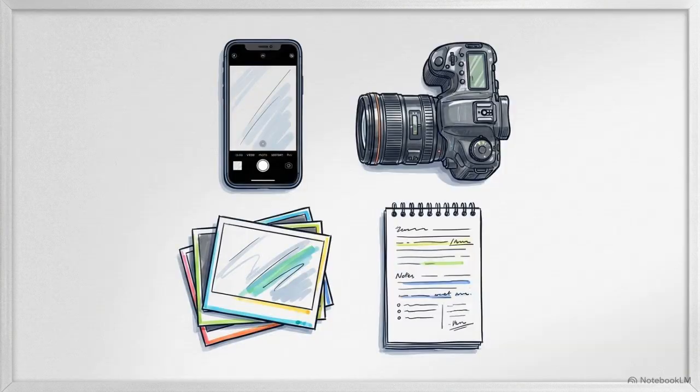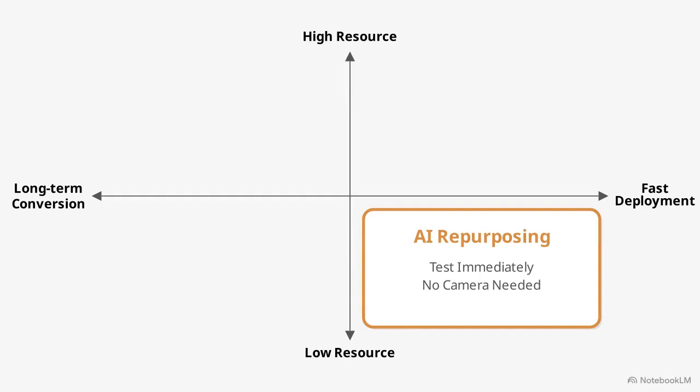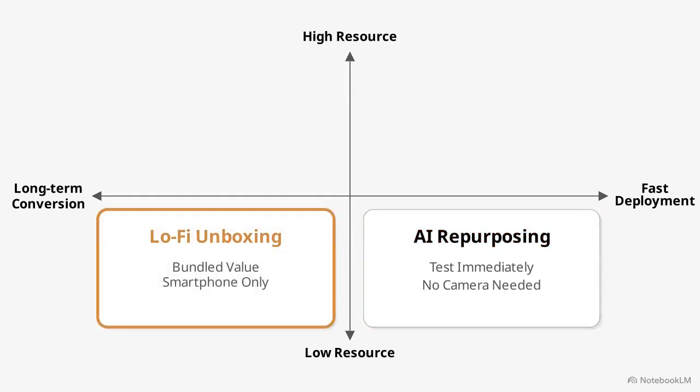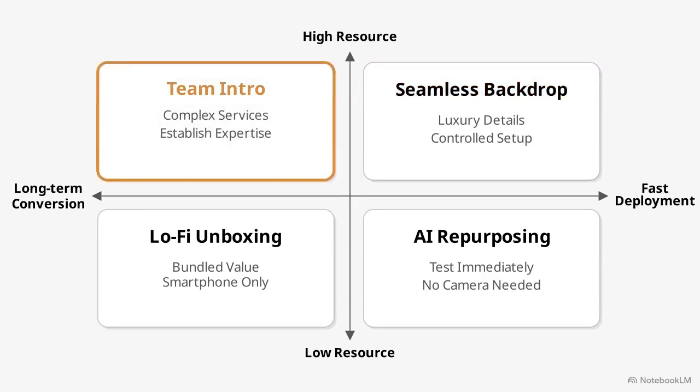Selecting the right format means matching your strategy to your available resources. This quadrant chart maps resource intensity against conversion speed. If you have no camera setup and need to test immediately, use the AI repurposing strategy. Brands demonstrating bundled physical value should focus on lo-fi unboxings. Luxury products with intricate details justify the controlled environment of a seamless backdrop. Complex services relying on expertise perform best with a team intro.